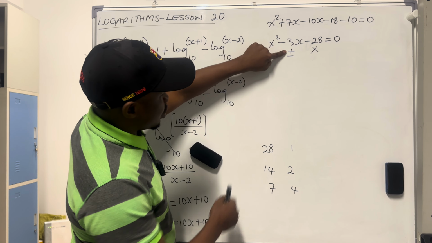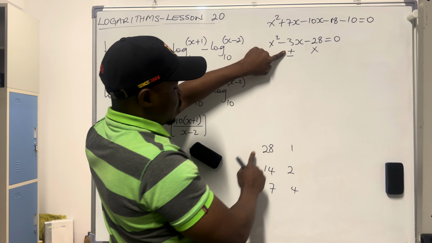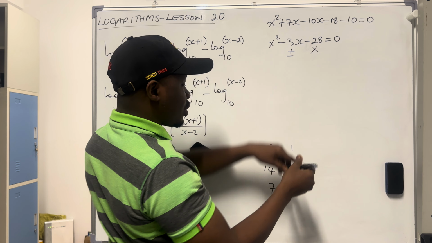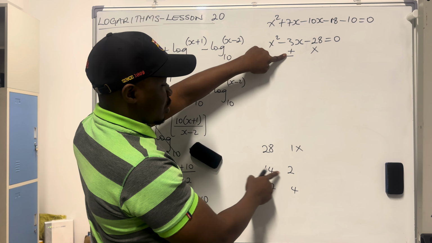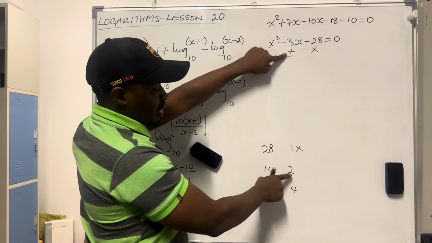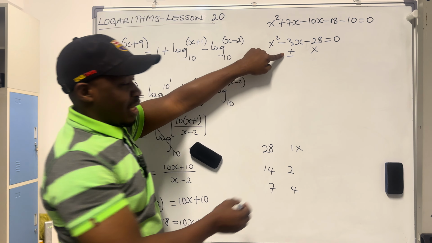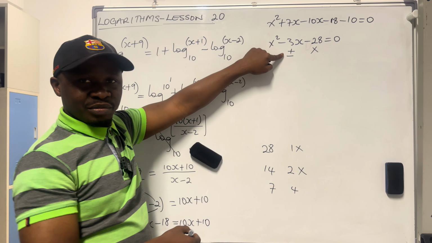Now let's try the addition. 28 plus 1 cannot give us 3. 28 minus 1 cannot give us 3. So this is not the set. Let's try this one again. Addition. 14 plus 2 cannot give us 3. 14 minus 2 cannot give us 3 either. This is also not the set.